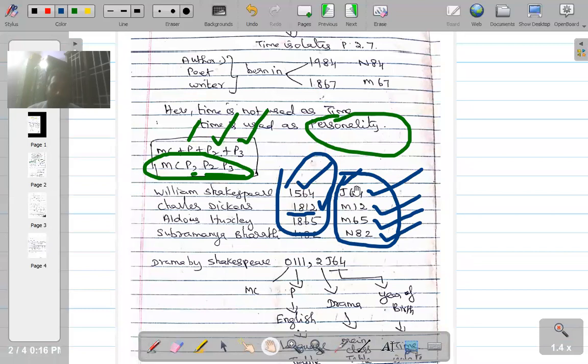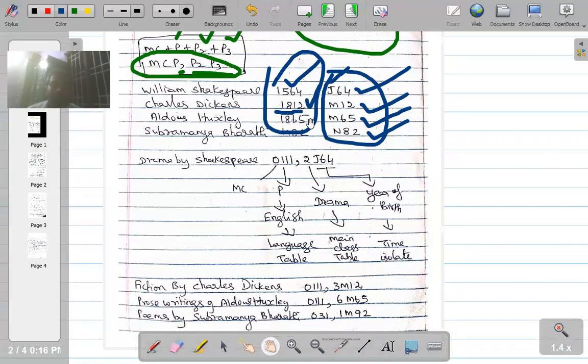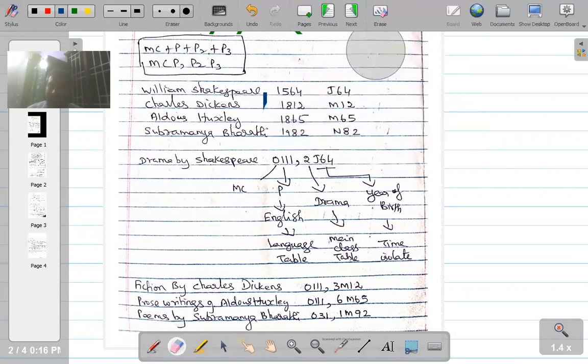You get numbers for all the centuries and you can convert the year of birth of the author into a particular number. So now we have understood how we can find out P3. P3 stands for the individual author. The individual author is identified by his year of birth. His year of birth is converted into time isolate using the alphabets given on page number 2.7, and those time isolates are used as personality in the main class O literature.